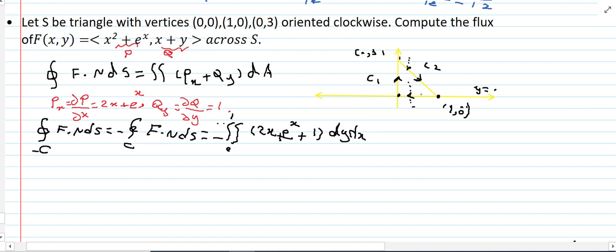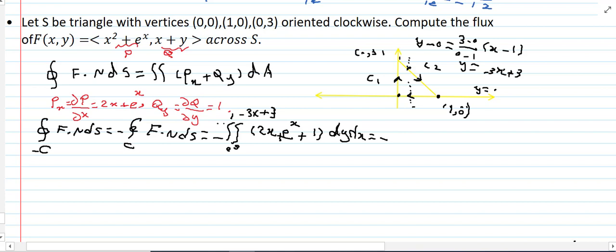So I have to write the equation of this line, which will be y minus 0 equal to the slope, 3 minus 0 over 0 minus 1, times x minus 1, because here is the point (1, 0). So the line will be y equal to minus 3x plus 3. So here y will change from 0 to minus 3x plus 3.